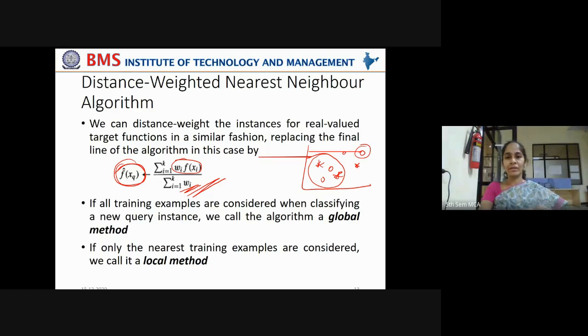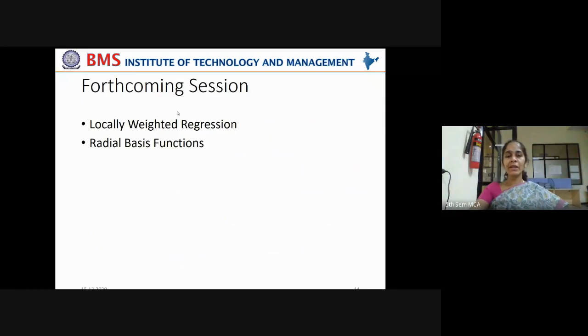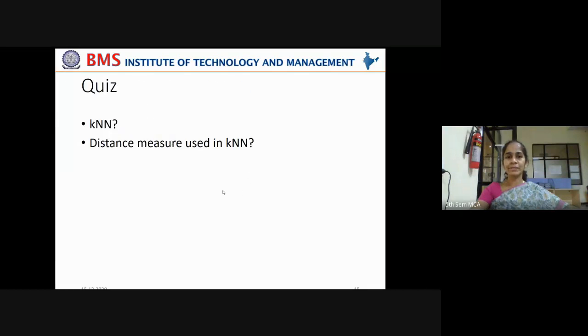But if you are comparing this new instance with all the data points in the data set, then we call it a global method, right? If students are competing only with the students in the same class, we call them local competitors. But if they are competing with international students, then we call them global competitors. In the same way, if all the instances are used for classification, it is called a global method. If only some of the instances are used, it is called a local method. In the next session, we'll discuss locally weighted regression and radial basis functions.